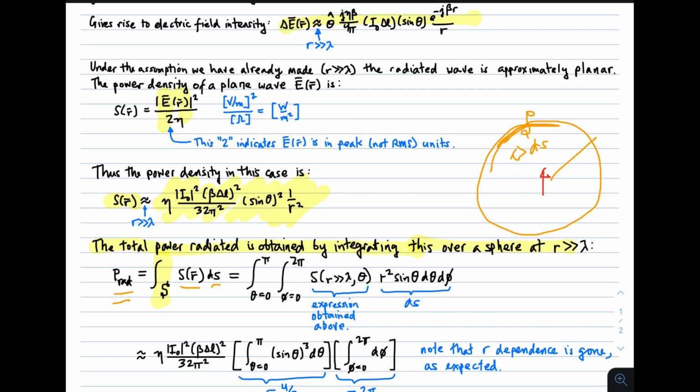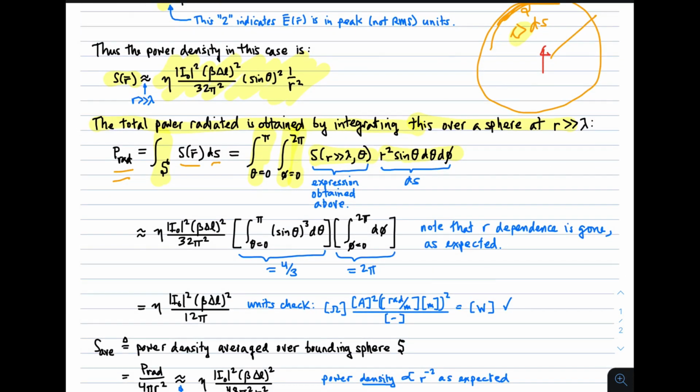So we can expand this out in terms of our coordinate system. Theta goes from 0 to pi. Phi goes from 0 to 2 pi. Those are the two angular coordinates and their limits. We substitute the expression for power density that we've obtained above. And then dS, the differential unit of surface area, is given by r squared sine theta d theta d phi. You can find that in any calculus book going back to freshman level.